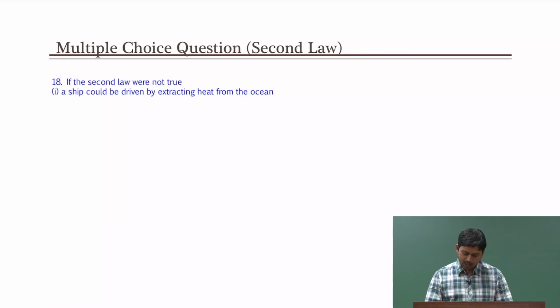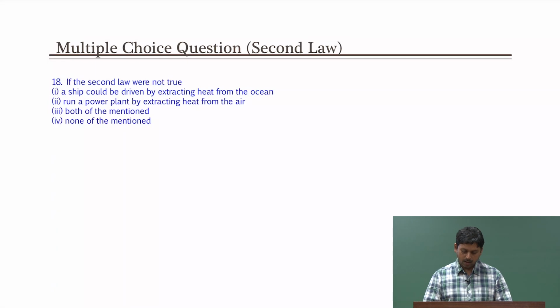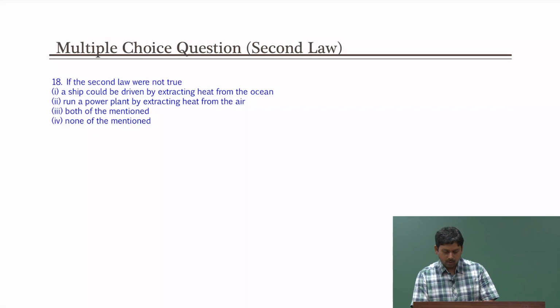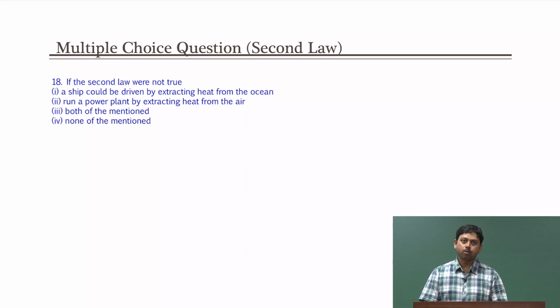Next question: if the second law were not true, then a ship could be driven by extracting heat from the ocean, or run a power plant by extracting heat from the air, both of the above, or none of the above. The idea is that the second law of thermodynamics prohibits us from taking heat from the ocean to run a ship or extracting heat from the air, because that would serve only one heat source, but in the second law of thermodynamics we need one heat source and another heat sink working at two different temperatures.